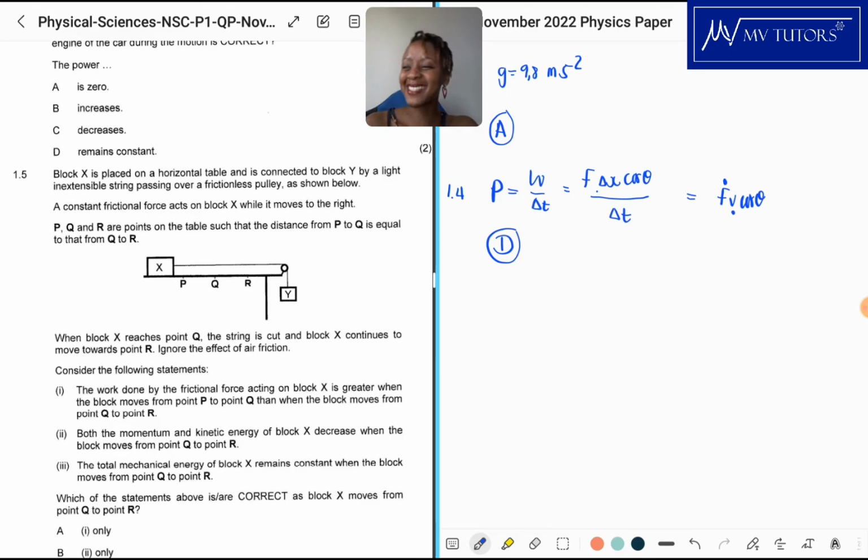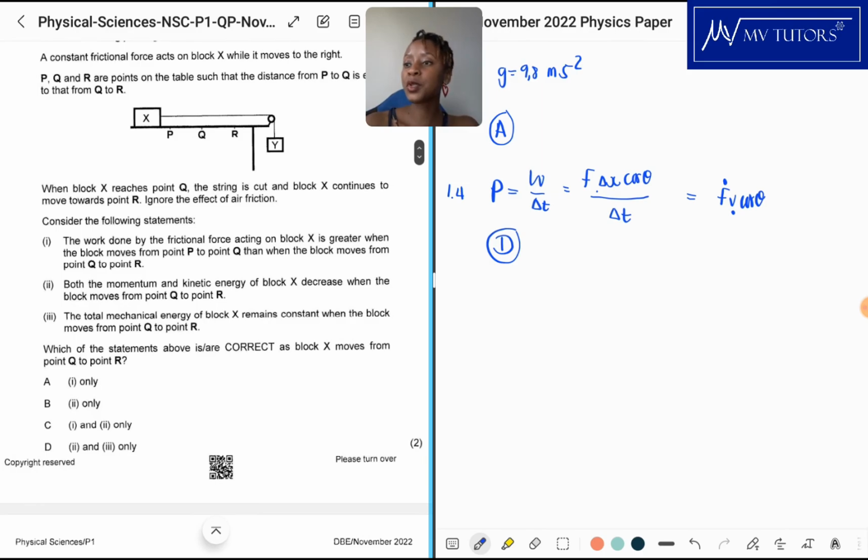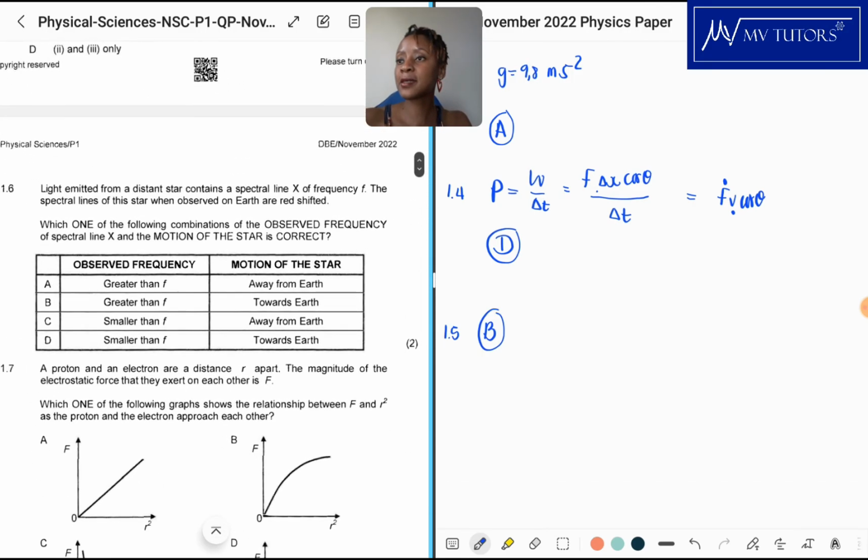Okay, so now let's see. Which of these statements above is or are correct as block X moves from point Q to point R? So far we know it's 2, right? Option 2. And I can see that it is B. Okay, so we will go with B. 1.5 is B.